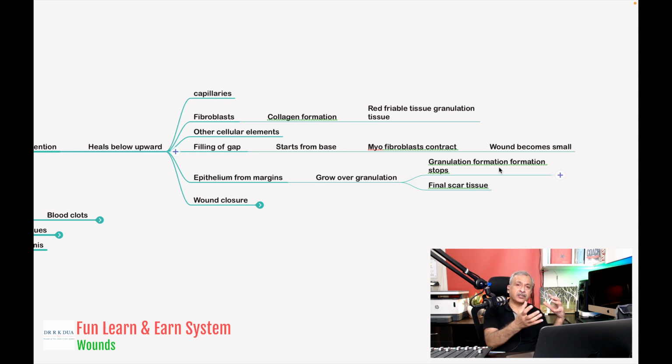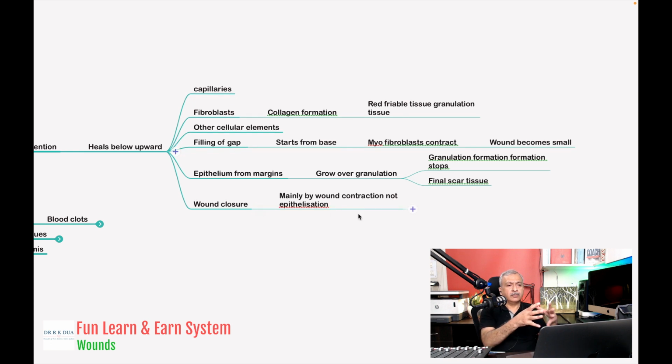Then starts the remodeling process that takes place throughout the year, in fact throughout the life of the patient. That remodeling takes place depending upon the stress lines, what kind of stress is being given to the scar tissue. So, wound closure: when such kinds of wounds remain open and they slowly close because of contraction, not by epithelialization. Contraction of the wound takes place because of the myofibroblasts. These are present and they produce the collagen fibers.